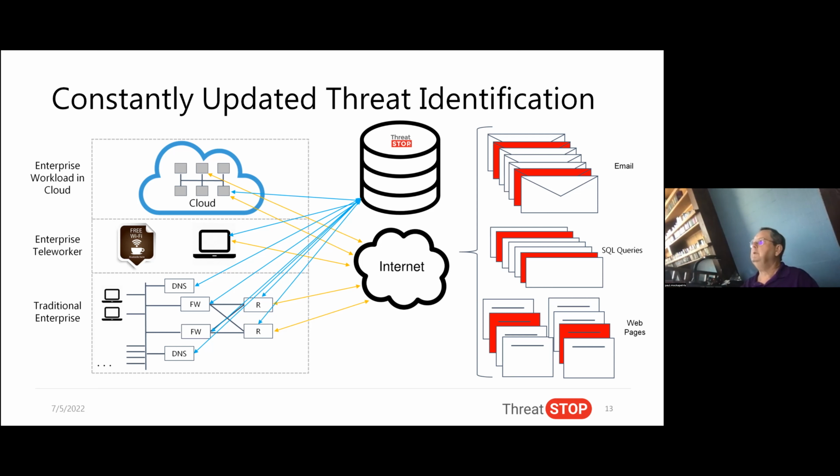The traffic's coming in. We've basically told you which parts of that traffic are red, and you just drop them. You can drop them in the router, you can drop them in the firewall, or in the case of DNS, you're dropping it by just not downloading it at all.